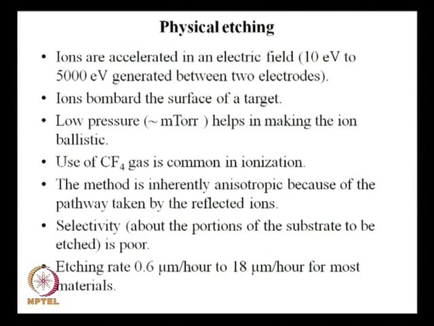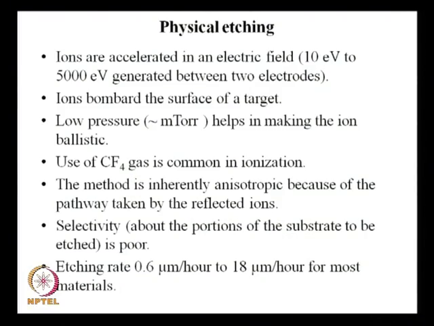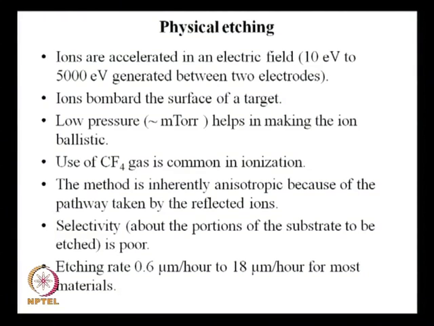So, you put anode and cathode, put the silicon wafer on the cathode, and introduce a gas which can be ionized. The typical example is CF4. You apply vacuum, so that the pressure inside the chamber is low, and you apply an electric field of 10 electron volt to 5000 electron volt. Use of CF4 gas is common in ionization. The method is inherently anisotropic because of the pathway taken by the reflected ions.